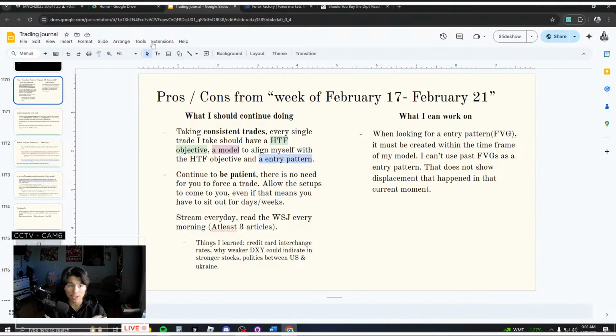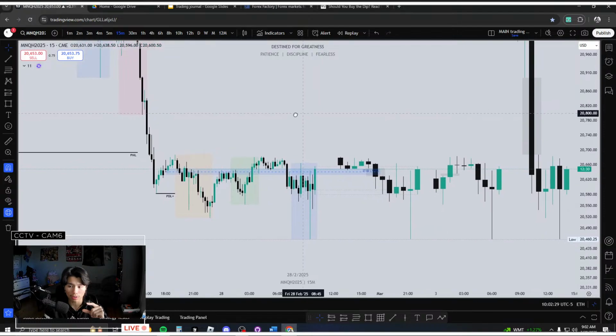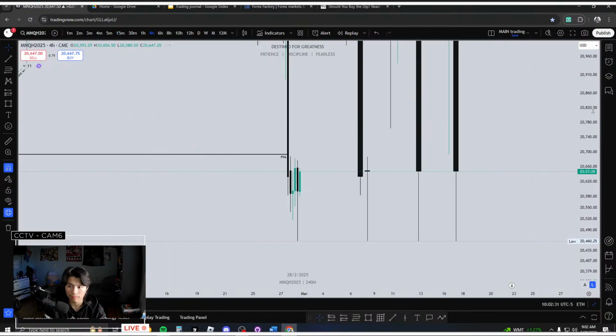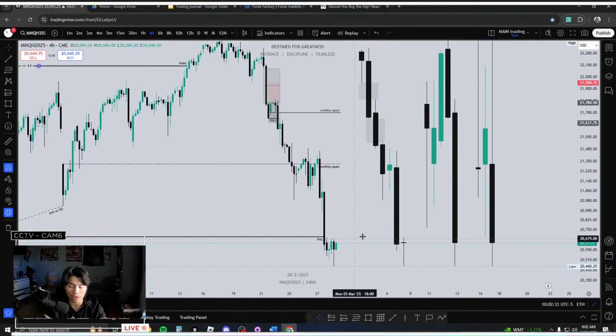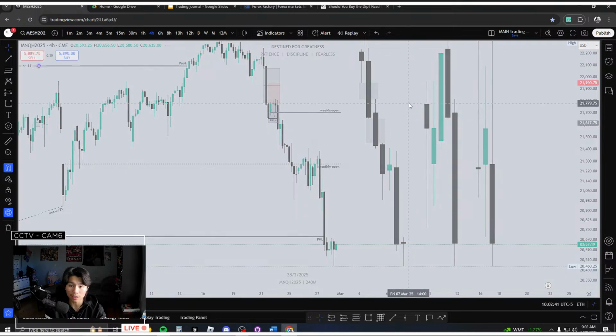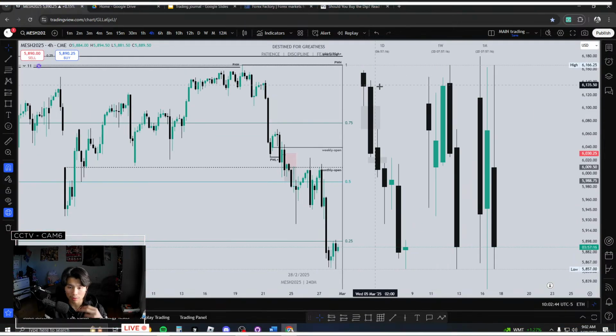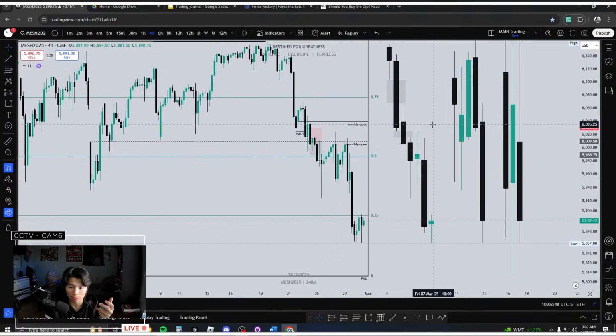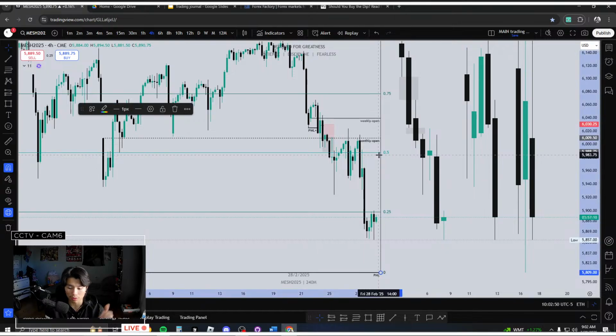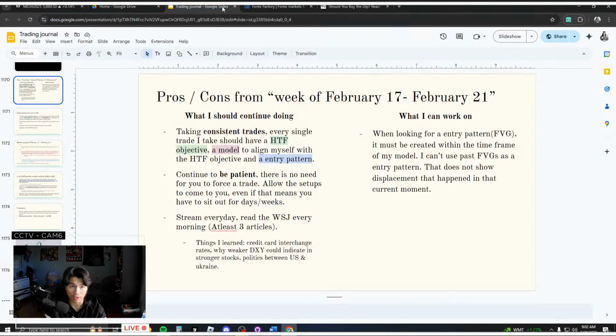Second, being patient. Sometimes whenever the market has these large moves, large expansions, you might not be given an opportunity to enter anything, right? And that's completely fine. You have to be able to find peace, and sometimes it might not work out for you, so you've got to be content with that, right?